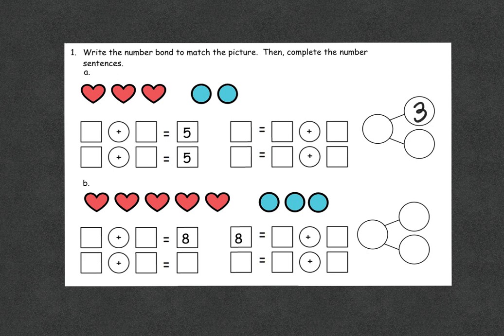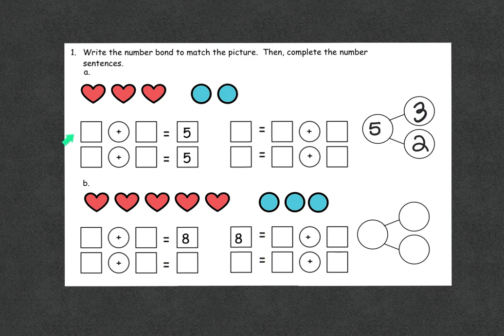We can see that we have 3 red hearts. Now we count the blue circles. 1, 2 blue circles. When we add the 3 red hearts and the 2 blue circles, we can see that we have 5 items total in the picture. Using our number bond, we can now complete the number sentences.